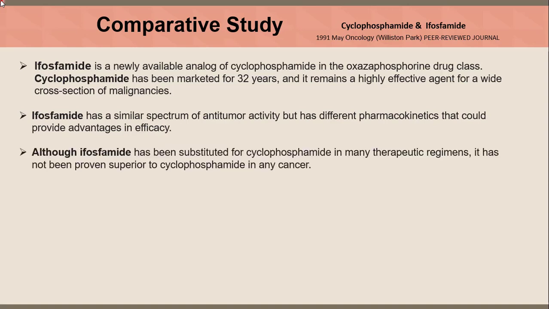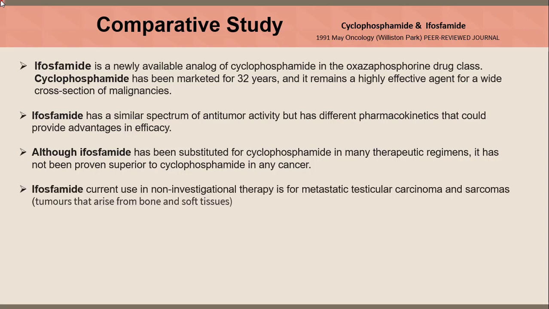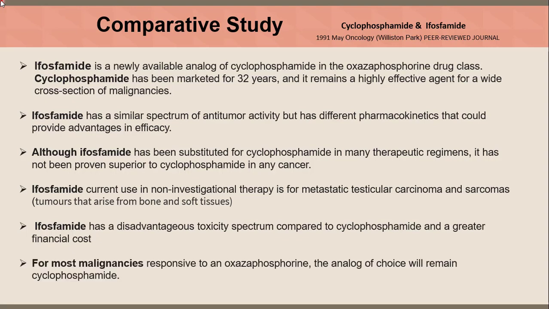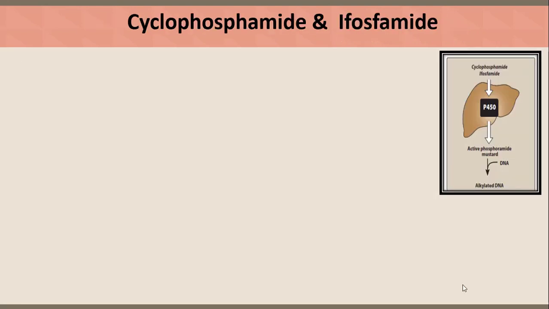Although ifosfamide has been substituted for cyclophosphamide in many therapeutic regimens, it has not been proven superior to cyclophosphamide in any cancer. The current non-investigational use of ifosfamide is for metastatic testicular carcinoma and sarcomas. Ifosfamide has a disadvantageous toxicity spectrum compared to cyclophosphamide and a greater financial cost. For most malignancies responsive to an oxazaphosphorine, the analog of choice will remain cyclophosphamide. We should finally also know some crucial information pertaining to cyclophosphamide and ifosfamide.